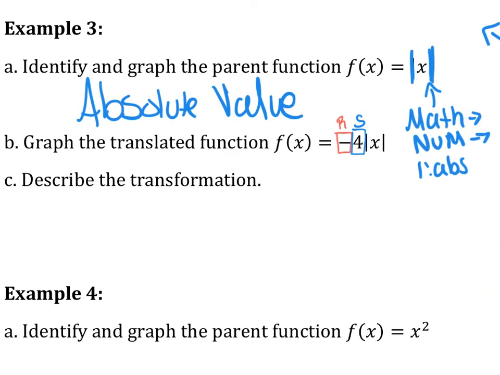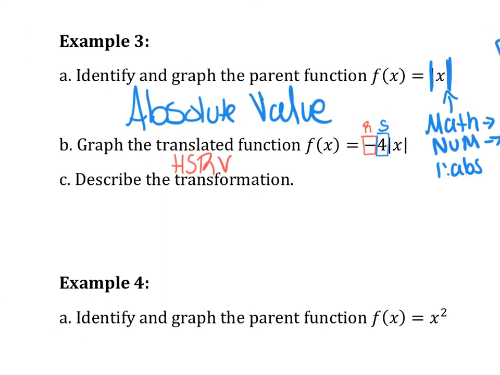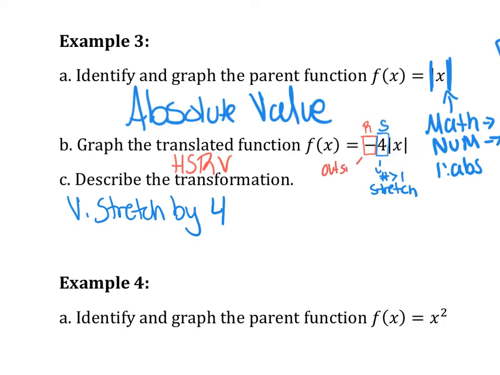So when we describe our transformations, we have to go in the HSRV order. So there's no H's in this at this point. There's nothing being added or subtracted on the inside. So the next thing we would list is our stretches and shrinks. 4 is a number that's bigger than 1. So this would be a stretch. So vertical stretch by 4. And then the negative sign is on the outside. So this is over the x-axis. We reflect over the x-axis.